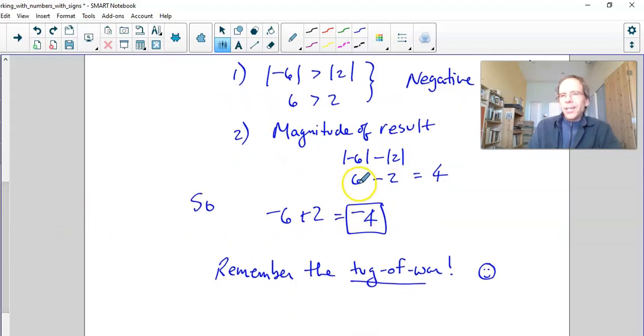If none of this makes sense, think about the tug of war, or think about the charges idea, or think about the bank account idea. Whatever you do, come up with a way where you get the right answer every time.